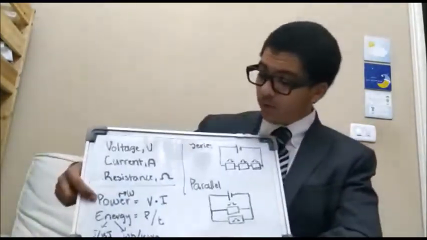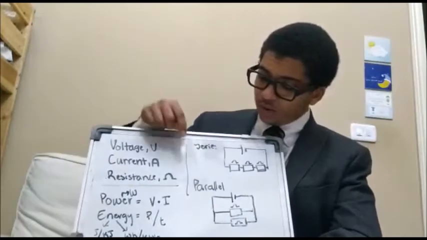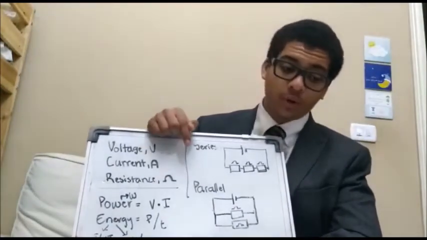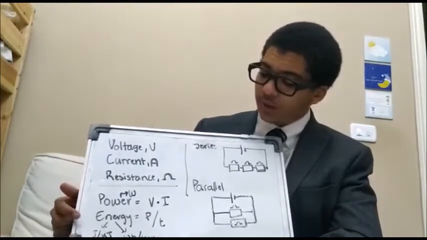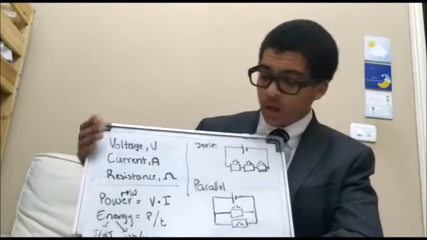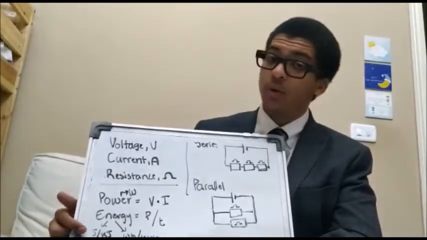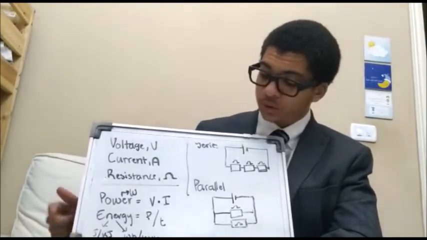Temperature, length, and cross-sectional area are factors that affect resistance. To identify power or calculate power, you need to multiply voltage with current. If you know the power and the time, you can calculate energy by dividing them, which is measured in joules or kilojoules.